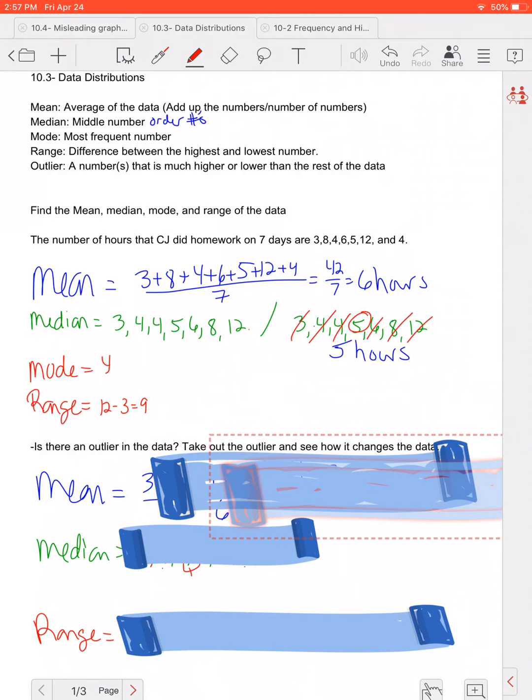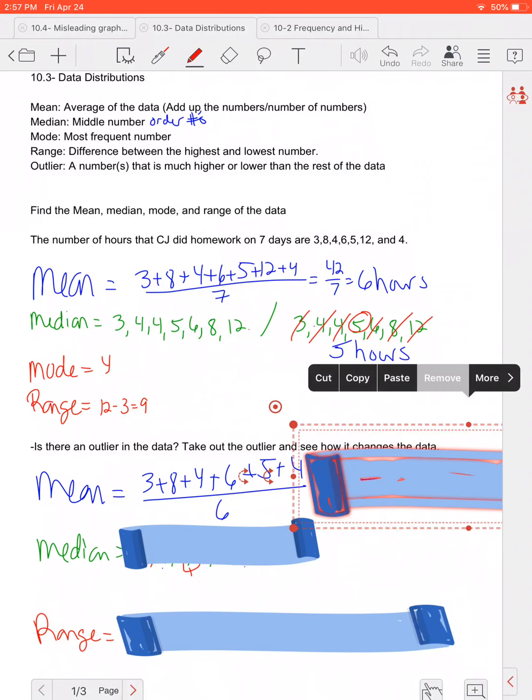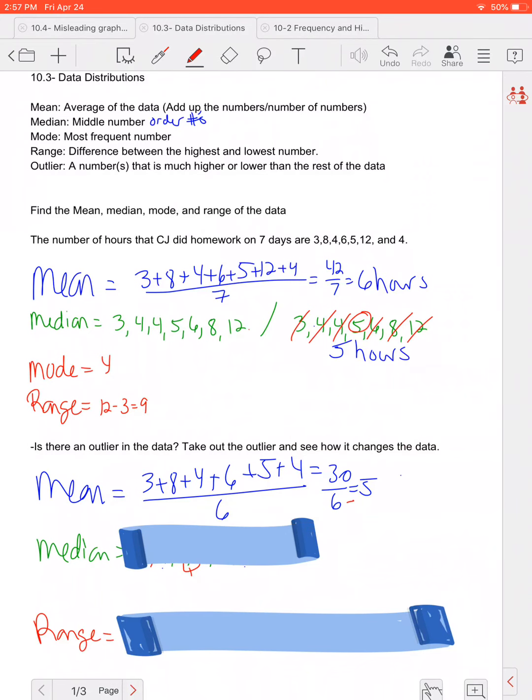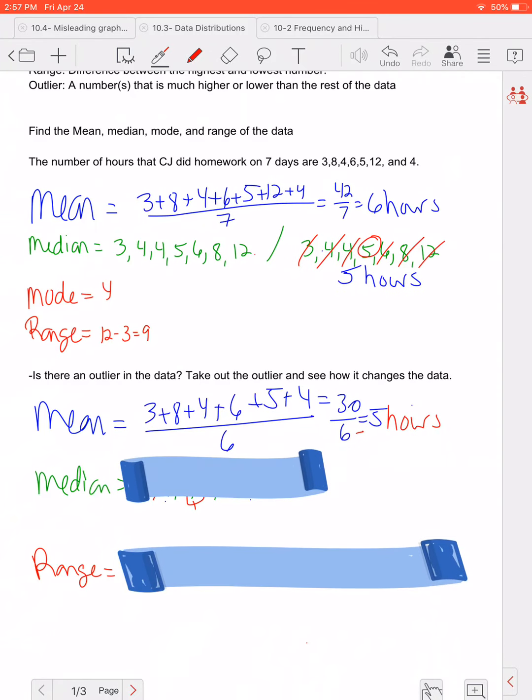So we're going to recalculate everything that we need to. So the mean, I'm going to add 3 plus 8 plus 4 plus 6 plus 5 plus 4, and I'll divide that by 6, because now I only have 6 numbers. And if I do that, we're going to get a 30 on the top, divided by 6, which equals 5 hours. Okay, so a little different than what we had before, right? We're going from 6 hours to 5 hours. So we're spending a little less time on our homework if we take out that weird day where we spend a lot of time on homework, right?